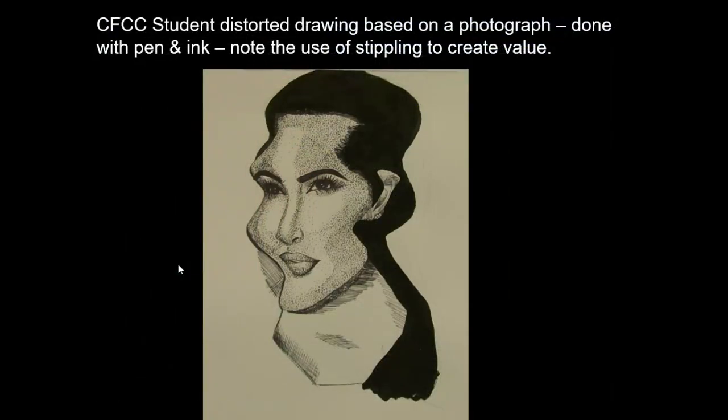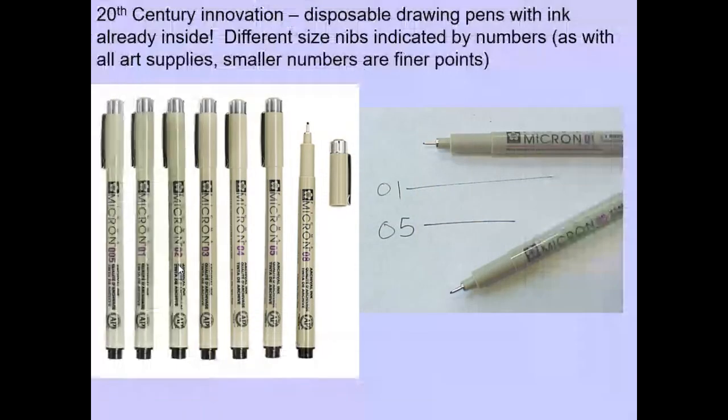This is a student drawing. It's one of the Kardashians, I think. We do an assignment often where we take a celebrity face and put a grid on it and then make a distortion of that grid and fold this face. And you can see that the student here is using the stippling technique of creating an area of lighter or darker values by the amount of dots that are being added. The more dots and closer together, the darker that area is going to look.